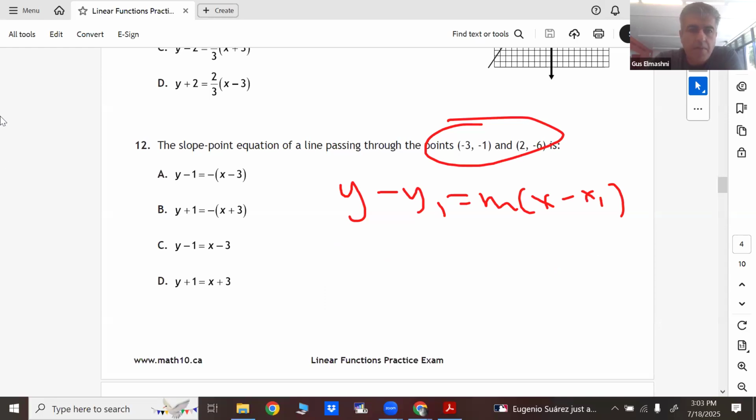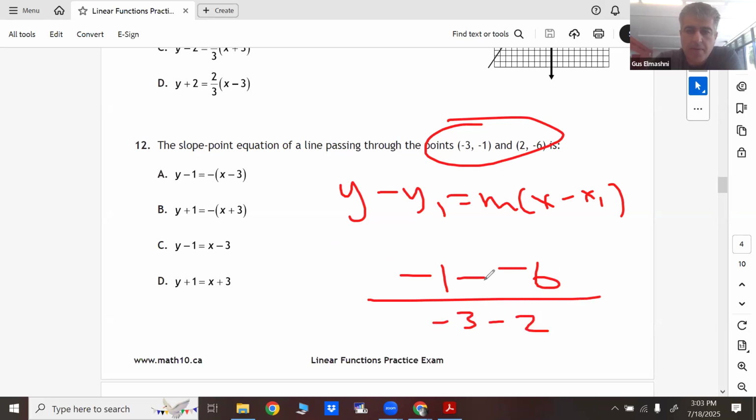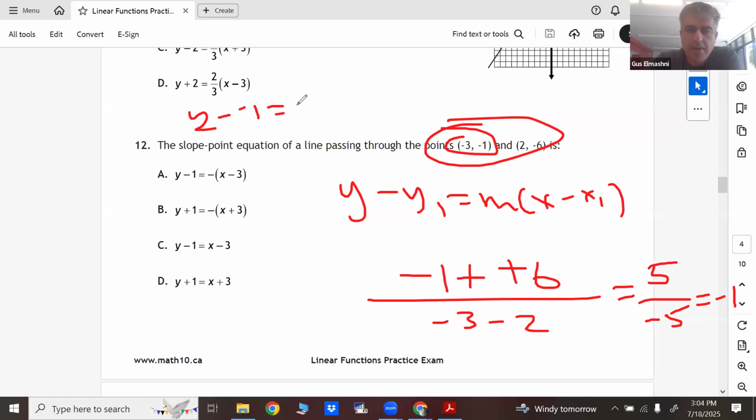So I could do -1 minus -6 and -3 minus 2. You should get 5 up top and -5 down below, so the slope is -1. And then you can use either the first point or second point for your x1, y1. So if I use the first point, it looks like that's what you do in the choices. That's y minus -1 equals -1 times x minus -3. So it becomes x plus 3, y plus 1, and you get B as in boy again.